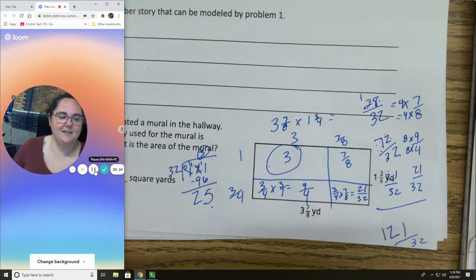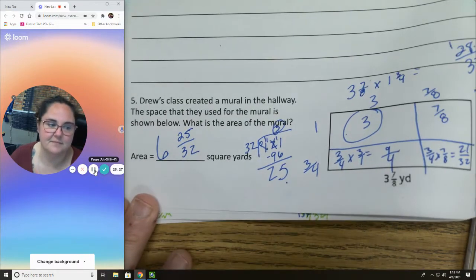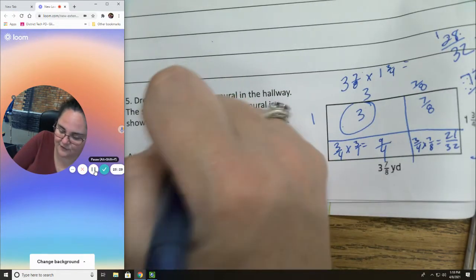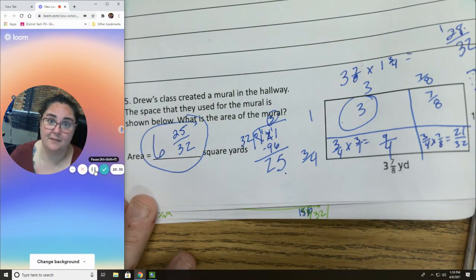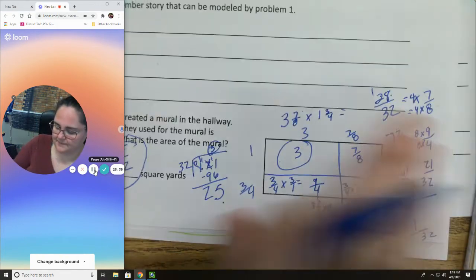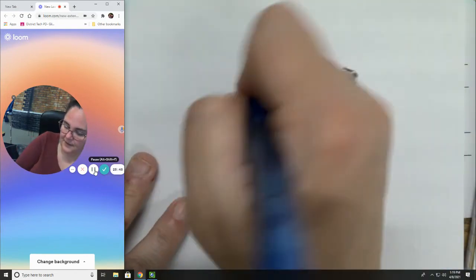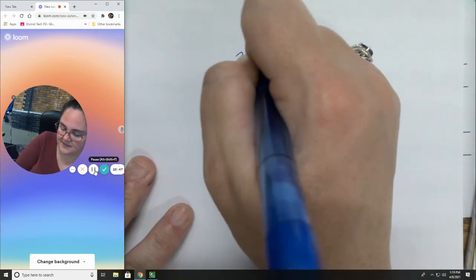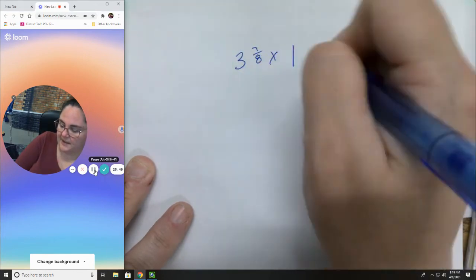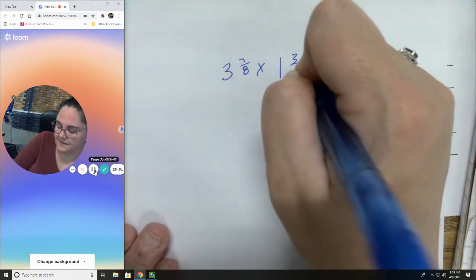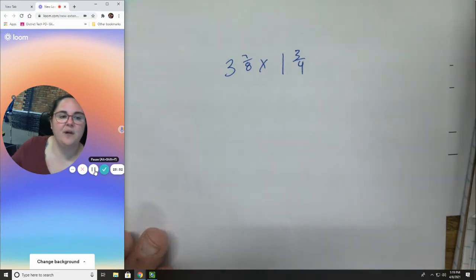If you got that answer, awesome. If this is your final answer, great. That's what it should be. If you're like, I did it the other way and I want to check my work because I got it wrong, okay, let's do it. Here we go. 3 7/8. 1 3/4. Let's make them into improper fractions first.